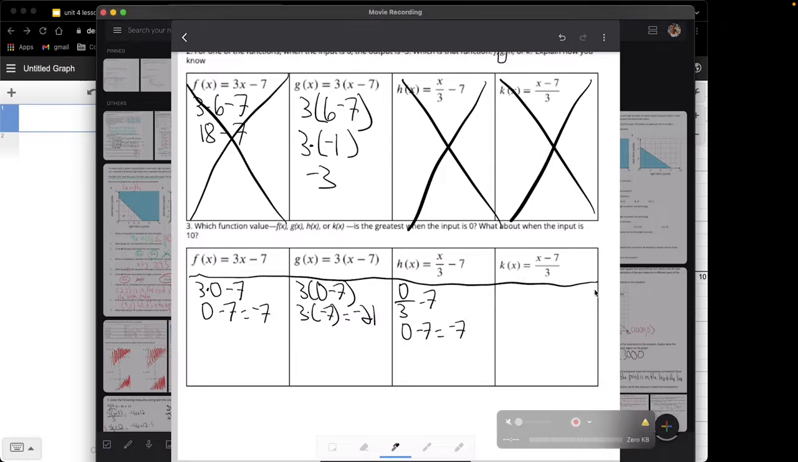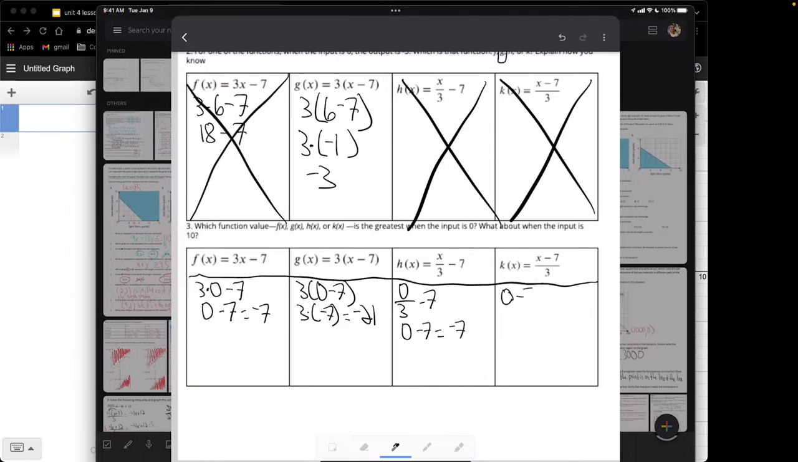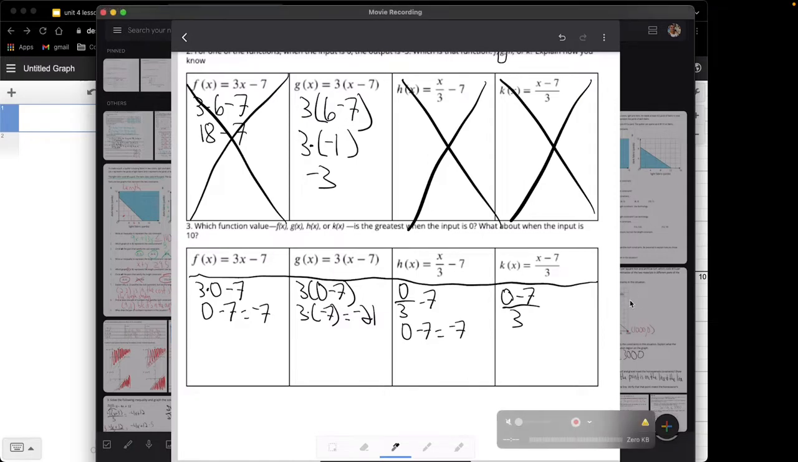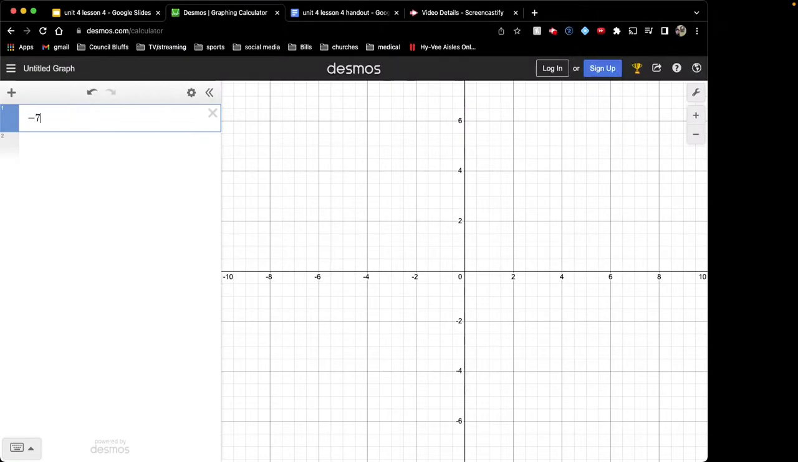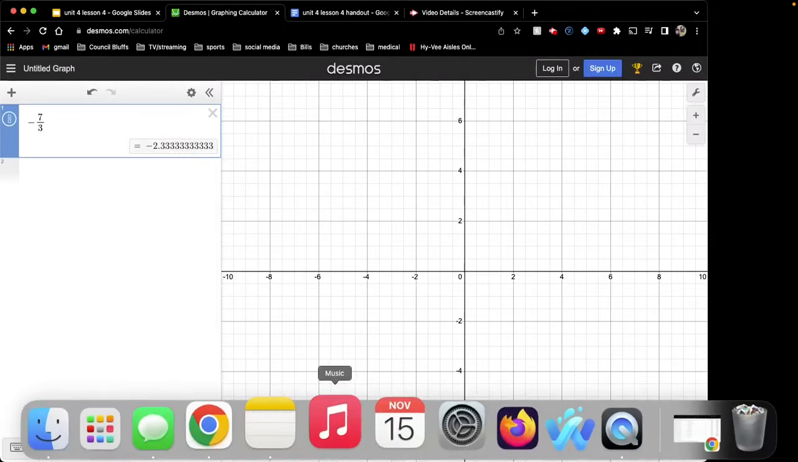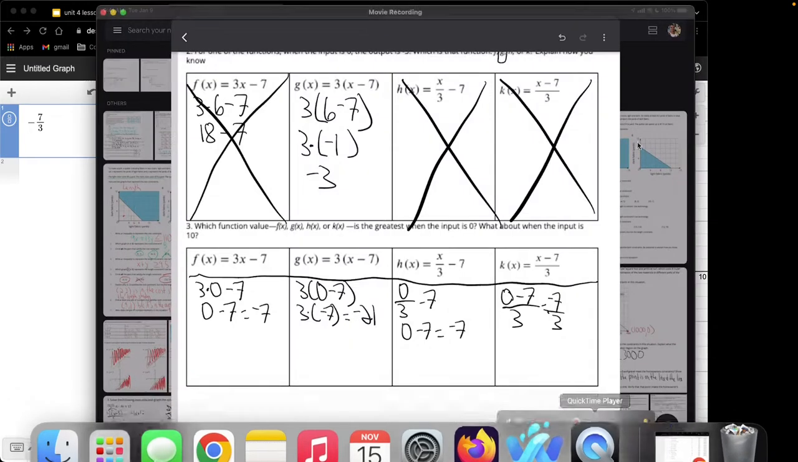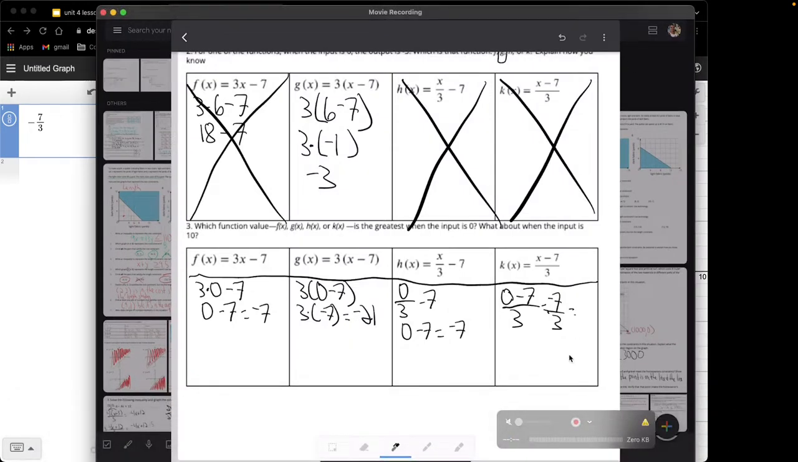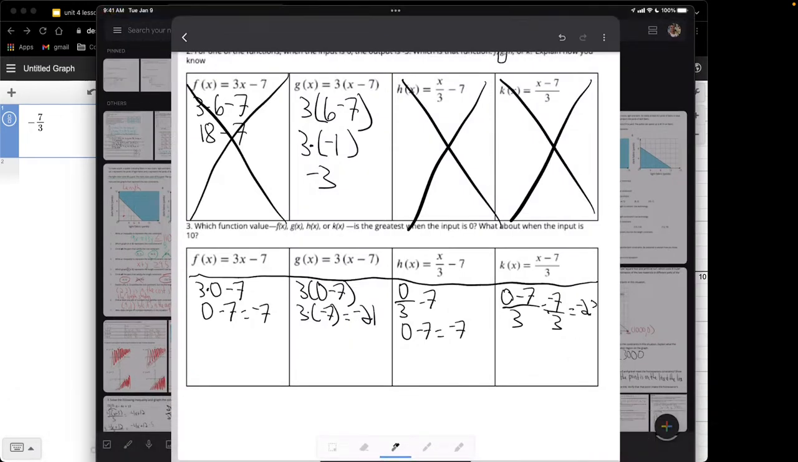And then k: 0 minus 7 divided by 3. Again, I'm inputting 0. So 0 minus 7 is negative 7, and negative 7 divided by 3, that's going to be a decimal. So let's use Desmos to get the decimal. So that's negative 2.3 repeating. So k is going to be negative 2.3 repeating.